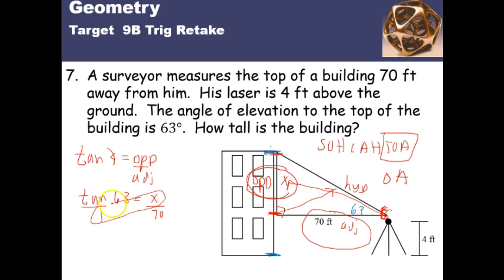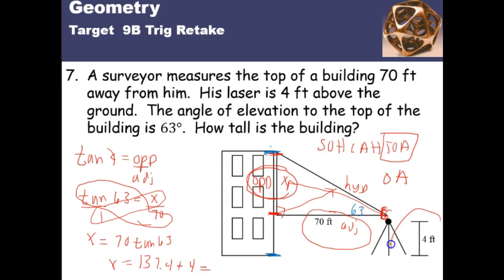Put it over 1, cross multiply, 1 times x is x, and remember it's super important that you put that 70 in front. So 70 tangent 63. And I plug that into my calculator, 70 times the tangent of 63, and I get 137.4. Now I have to add the 4 feet to that because this was 4 feet more. So 137.4 plus 4 should be 141.4. So it's 141.4 feet tall.